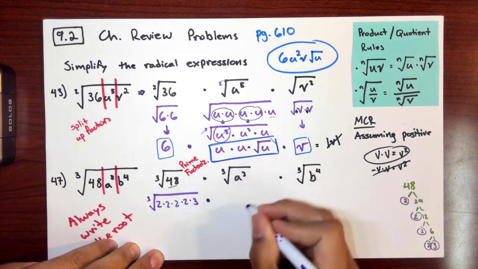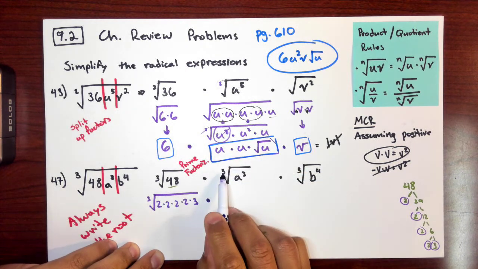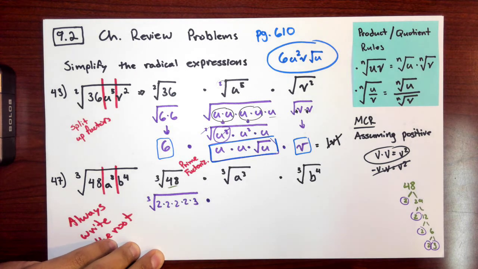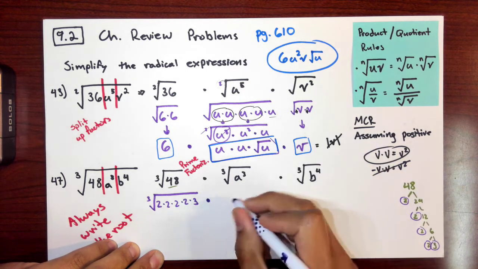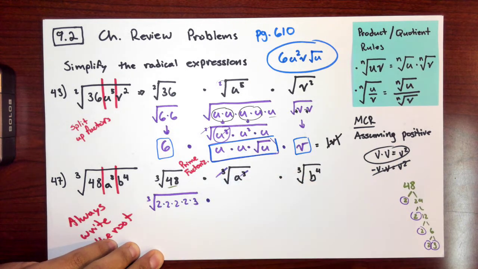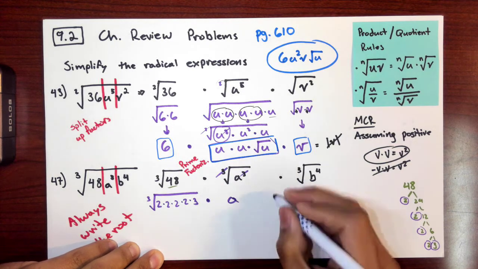Let's go ahead and do this one now. The cube root of a cubed. Easy, right? We're assuming that it's positive. So the cube root of a cubed, those are going to cancel out. That's just going to be a.